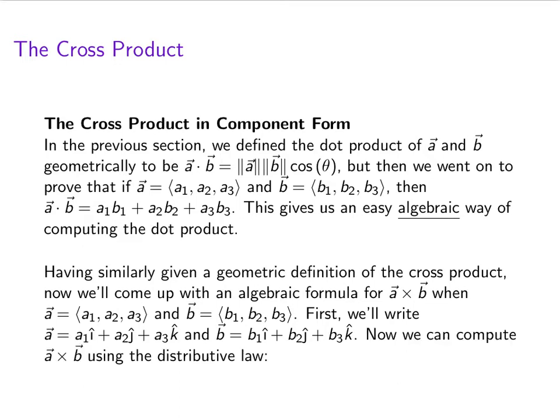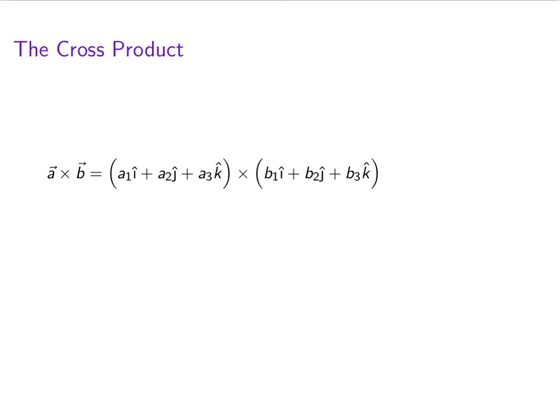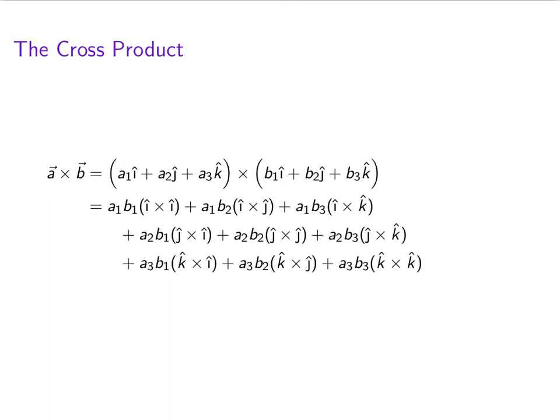Now we're going to use the distributive law to compute A cross B. So A cross B is A1I plus A2J plus A3K crossed with B1I plus B2J plus B3K. Now we're going to use the distributive law like a madman. So this is kind of like a giant FOIL. And when we do that, we get some horrendous looking expression like this. Now there are some nice things about this. I cross I, J cross J, and K cross K are 0, so those things disappear. And then we talked earlier about how to compute things like I cross J, I cross K, and so on.